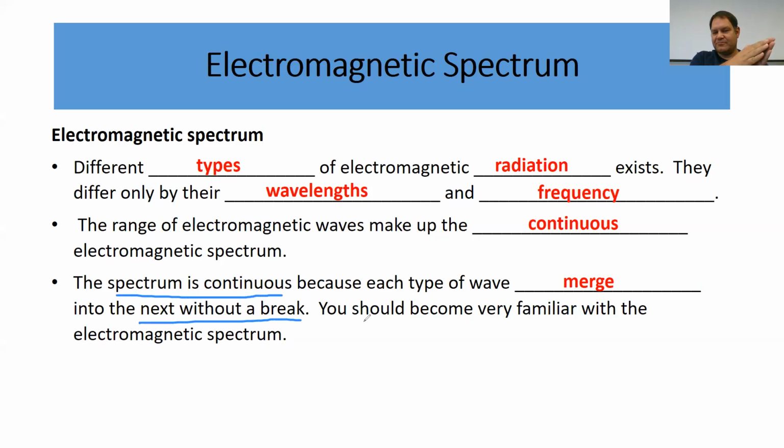It goes from red and then merges into the orange, moves into the yellows and the greens and the blue and the violet, okay? And it just merged from one color into the next without any breaks. And so that's why we call it a continuous spectrum.